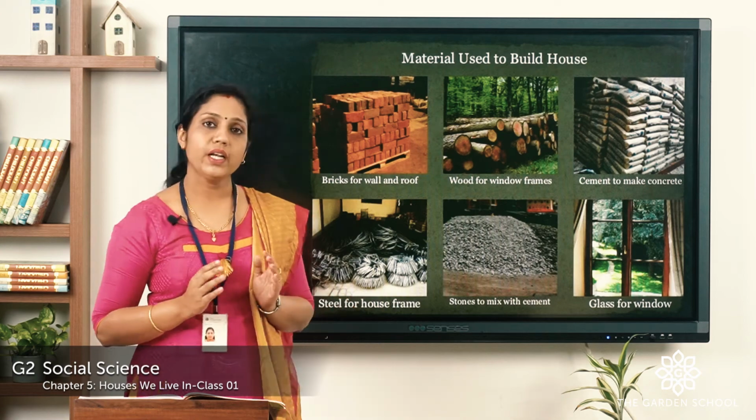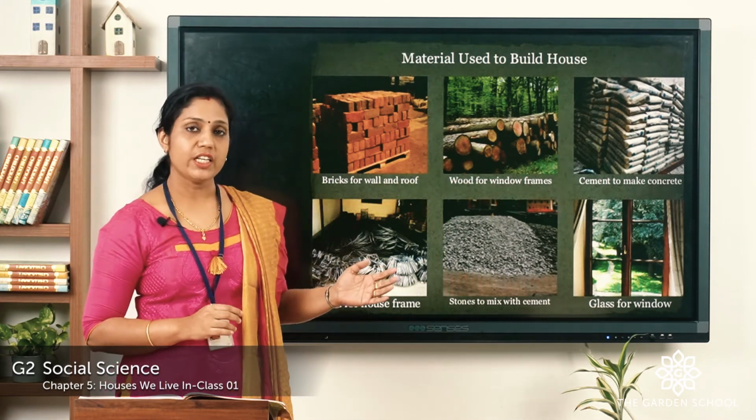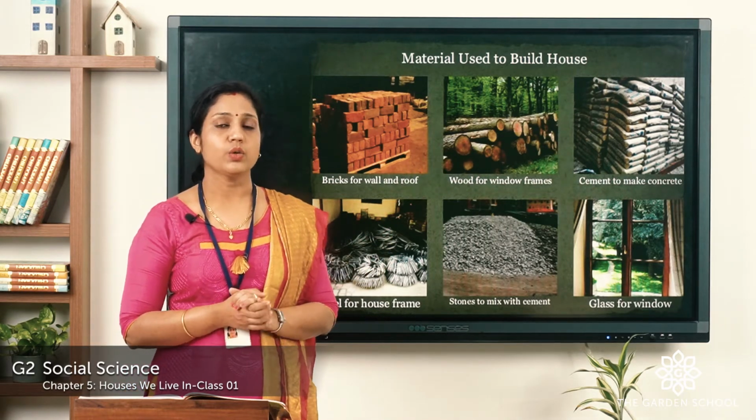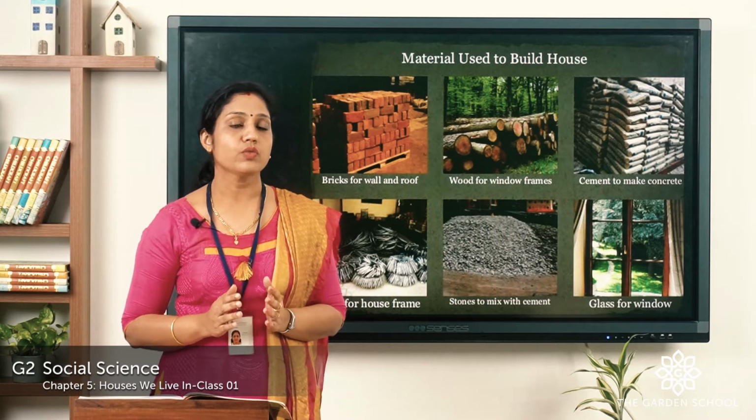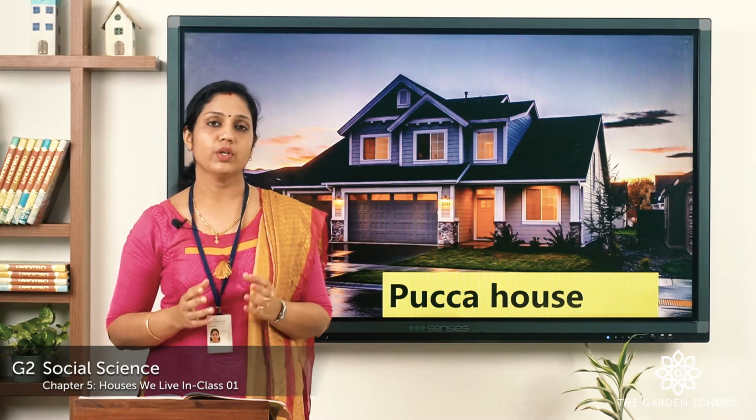The next type of house is called a Pakka house. For building a Pakka house, we need materials like bricks, cement, wood, iron, steel, etc. So these materials are used for building a Pakka house. So this is a model of a Pakka house. So we learned about a Kacha house and a Pakka house.